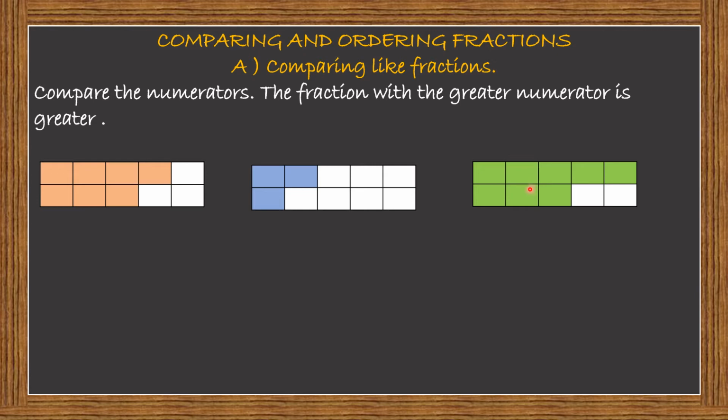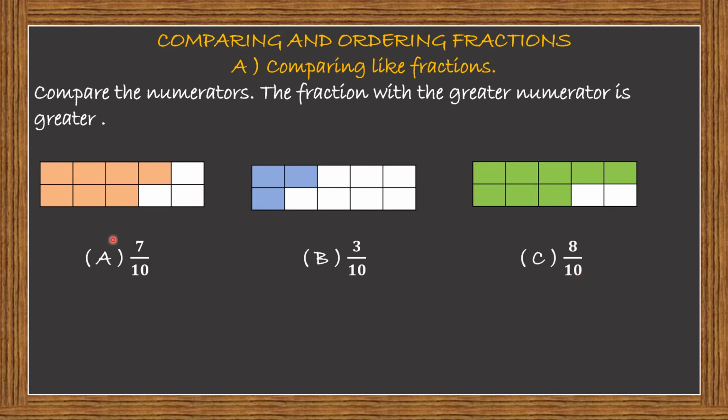So, let's write down the fractions. What will be the numerator? The selected parts. Here 1, 2, 3, 4, 5, 6 and 7. 7 parts are colored orange. Hence, the fraction will be 7 upon 10. So the first figure represents 7 upon 10. The second figure represents 3 upon 10. And the next figure represents 8 upon 10.